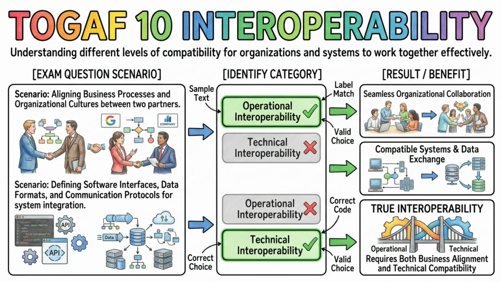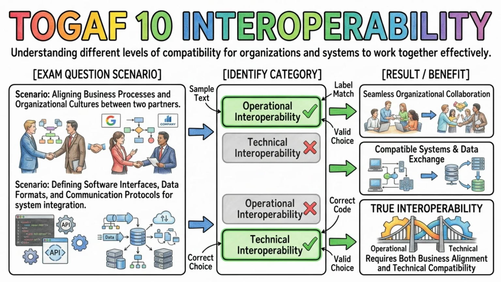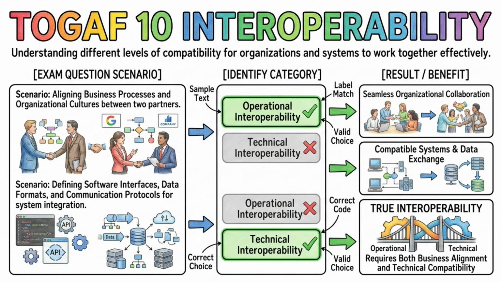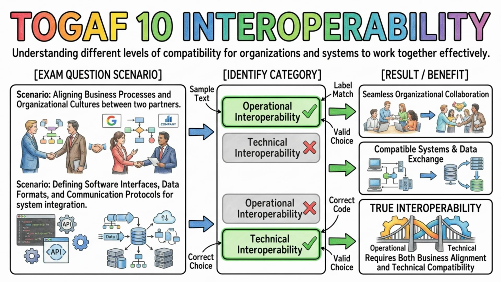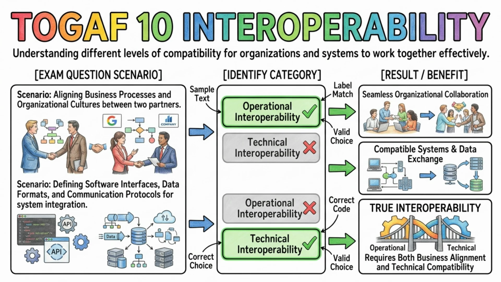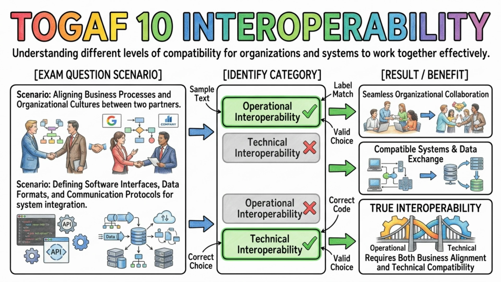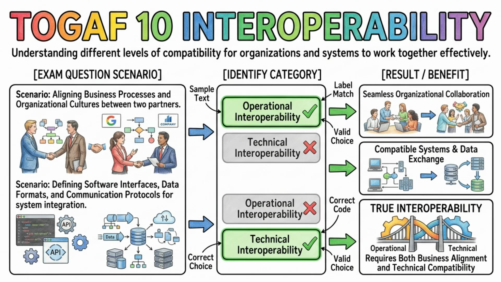The TOGAF standard categorizes interoperability into distinct levels, ranging from operational interoperability down to technical interoperability. Operational interoperability focuses on alignment between business processes and organizational cultures, while technical interoperability focuses on software interfaces, data formats, and communication protocols. Understanding that true interoperability requires both business alignment and technical compatibility is a key concept for answering exam scenarios.